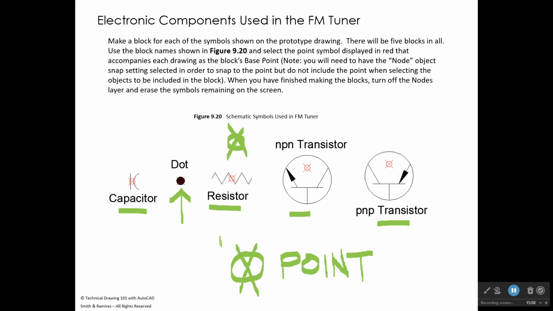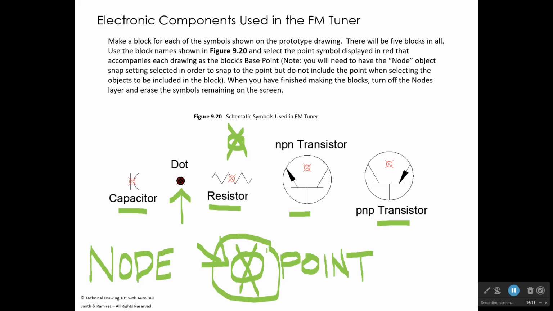When you snap to a point, you don't use the endpoint object snap or the tangent or anything like that. When you're snapping to a point, what you have to have on in your object snaps is an object snap called node. So when node is turned on, you can snap to a point like that. And so you'll want to make sure that node is turned on when you start making these blocks.